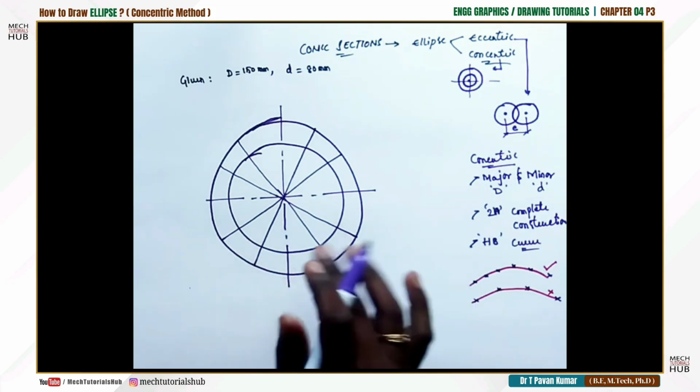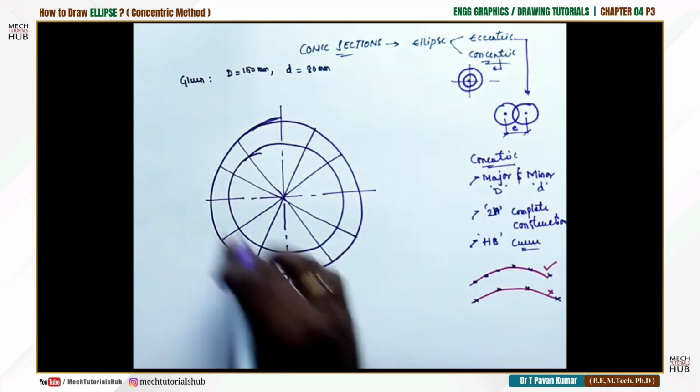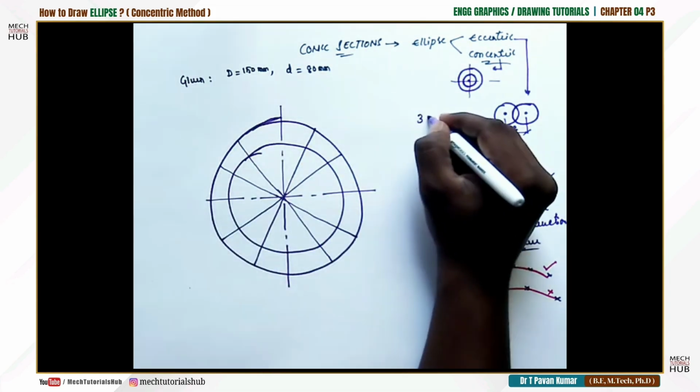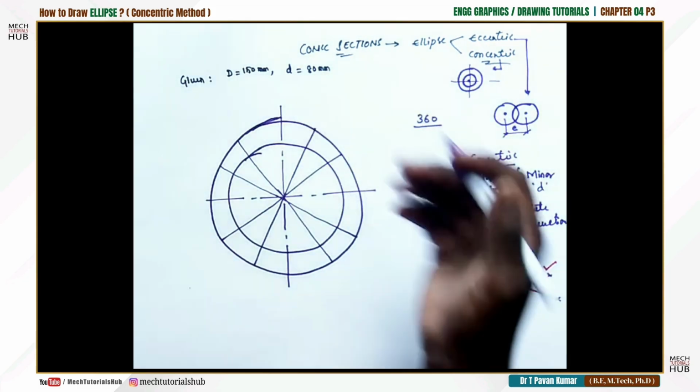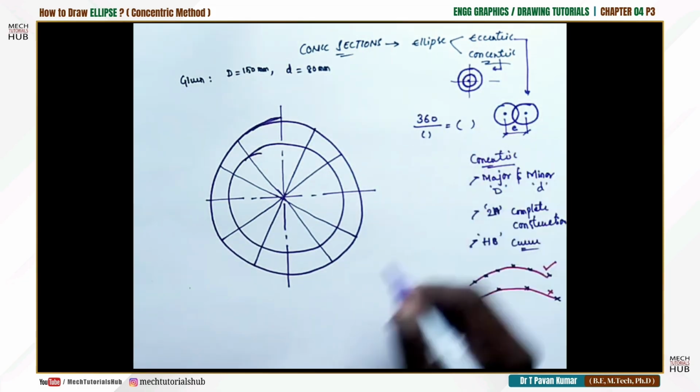That is the thing. Now what we need to do is, it is rotating a complete 360 degrees. So 360 divided by whatever number of segments you would like to make. That number you need to give, so that you will get an angle.